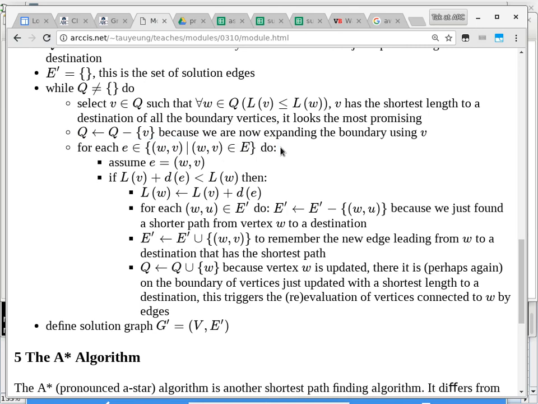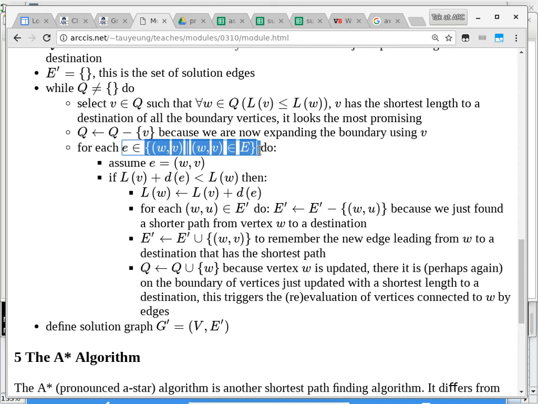Okay. So once I remove V from Q, then what I'll do is something like this. Let me just explain what this syntax means. For each E in a particular set, do the following. It means, if I have a set like this, I'm going to perform these operations for every single element in that set. So now the key is, which set are we talking about? So let's focus on the set itself and find out what it is talking about.